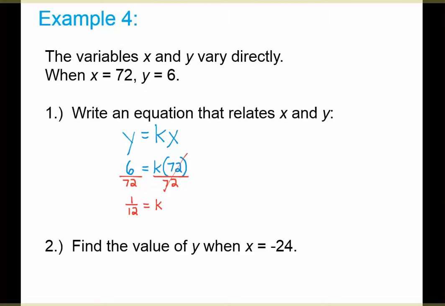And if you need a crash course on reducing, which hopefully you don't, but if you do, you got something like 6 over 72. Remember, you can divide the top by 6 and the bottom by 6. And that gives you a 1 and a 12. So that's where we're coming up with that 1/12 number.